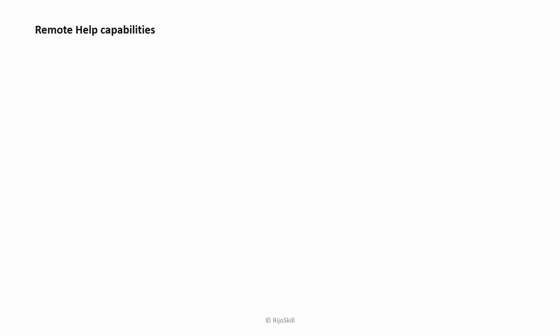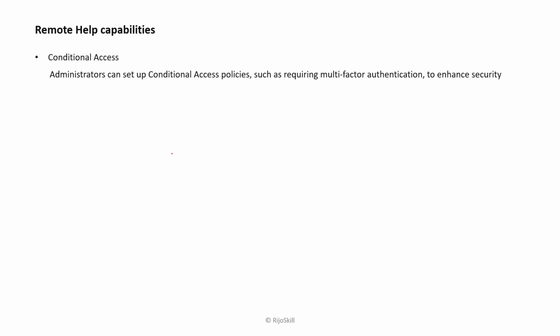So next we will discuss the remote help capabilities. What are the capabilities available for Remote Help? It supports conditional access. Administrators can set up conditional access policies, such as requiring multi-factor authentication, to enhance security. So when you connect for remote help, you can require multi-factor authentication through conditional access.